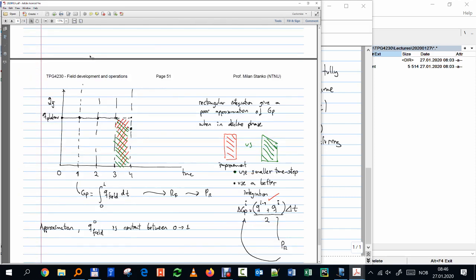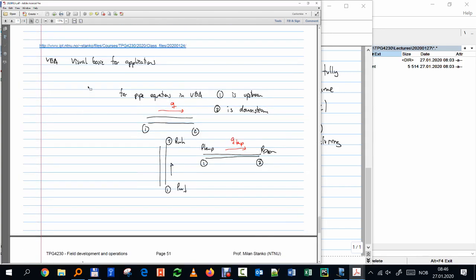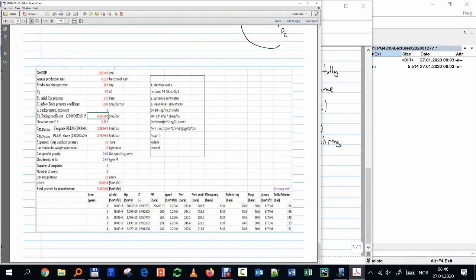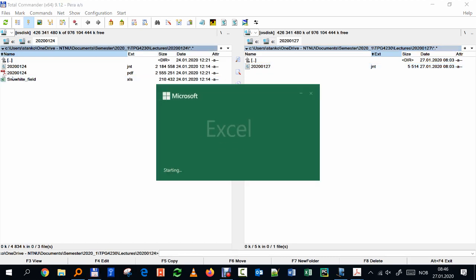Then we talked very quickly about integration. We are going to assume simply the rate is constant throughout the step, and we just had a short discussion on BBA, how we are using here all of our BBA functions. So now we are ready to continue on our exercise.